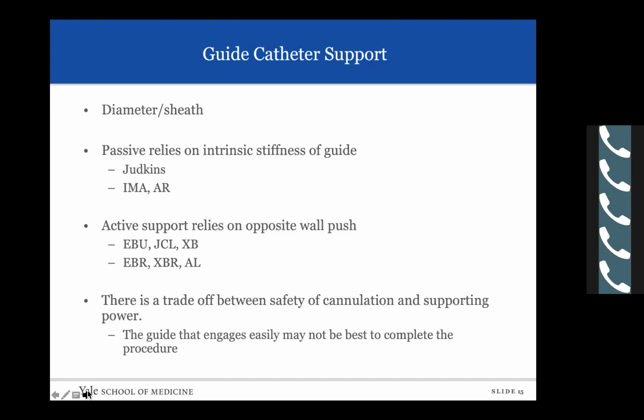Active support tends to rely on opposite side push. So you want to make sure your guide is big enough to reach the opposite side of the aorta, and the extra backups are typical of those. The Judkins curve left is another one that we have. But typically there's a trade-off between support and safety.